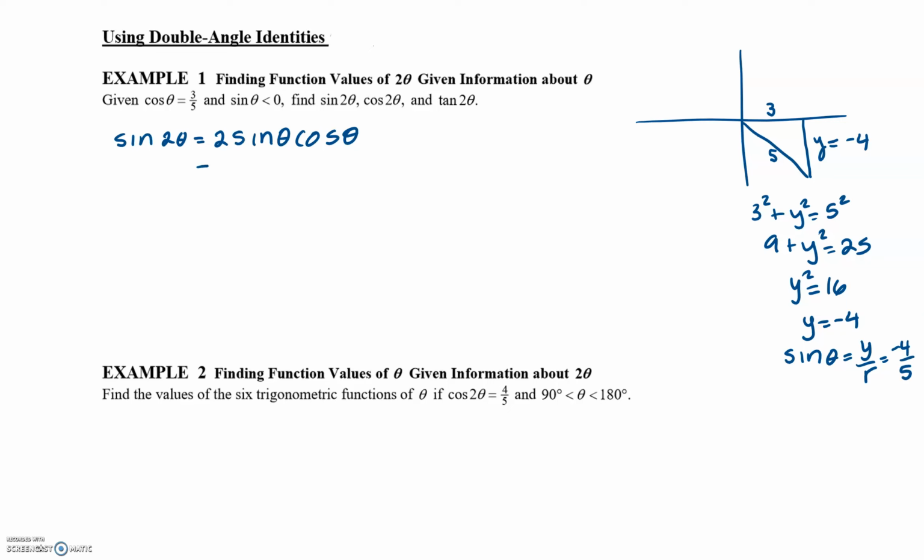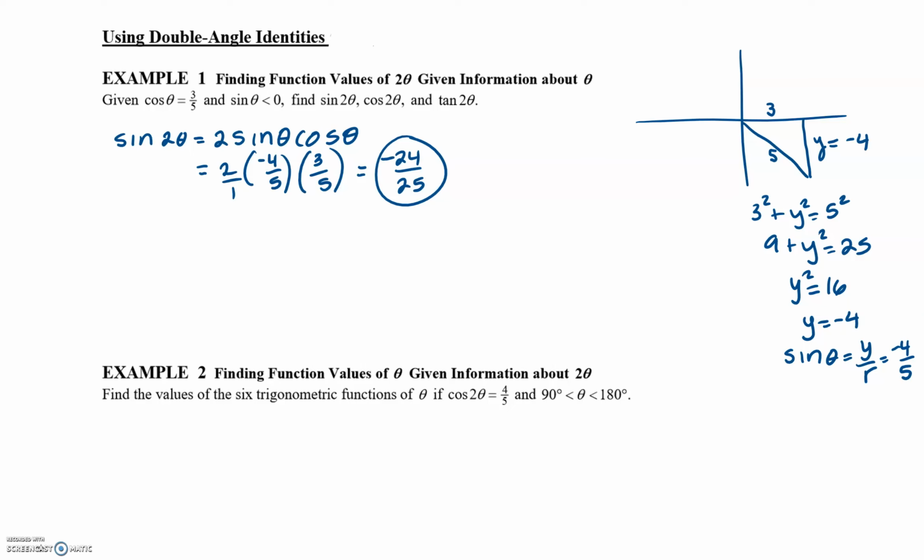So we could now plug this in: sine of theta, we just found, is negative 4/5. Cosine of theta, we were given that it was 3/5. If you put the 2 over 1, the answer would be negative 24 over 25. That would be the answer for sine of 2 theta.